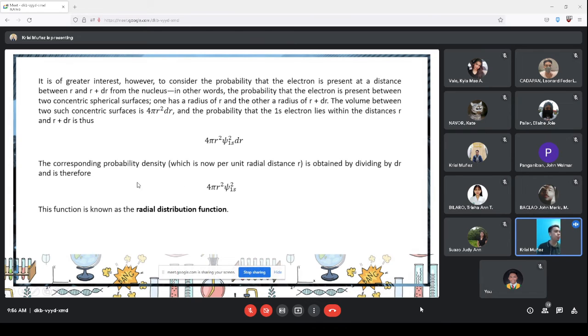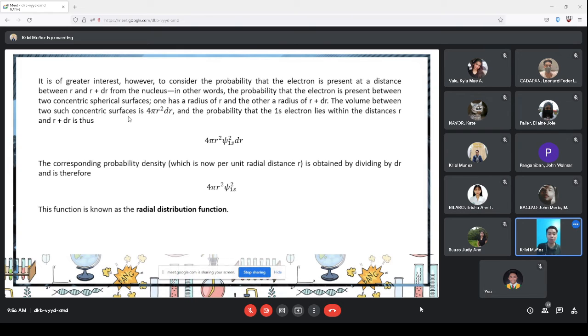So the volume between two such concentric surfaces is then 4 pi r squared dr. Right? If you're going to check our volume, it's the same, class. Of course, if it's a sphere, then that would be 4 pi r cubed. Right?